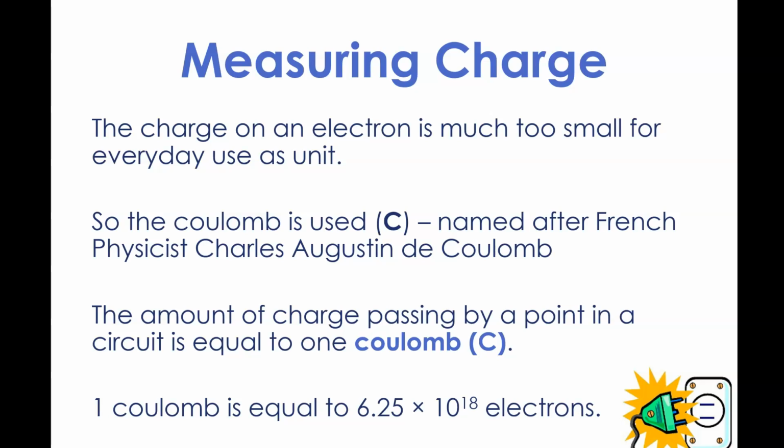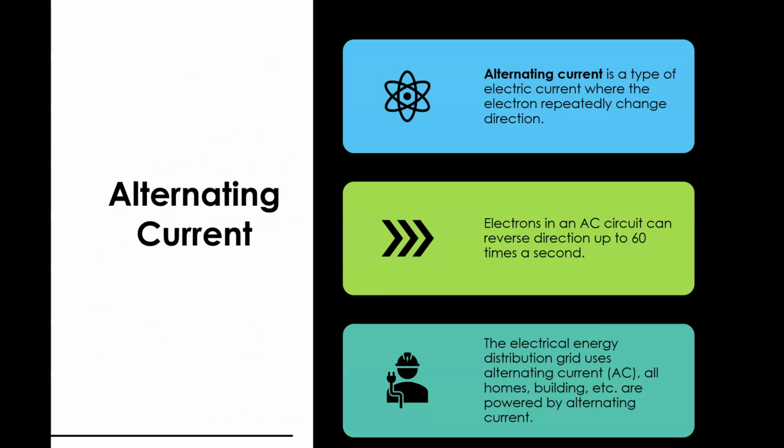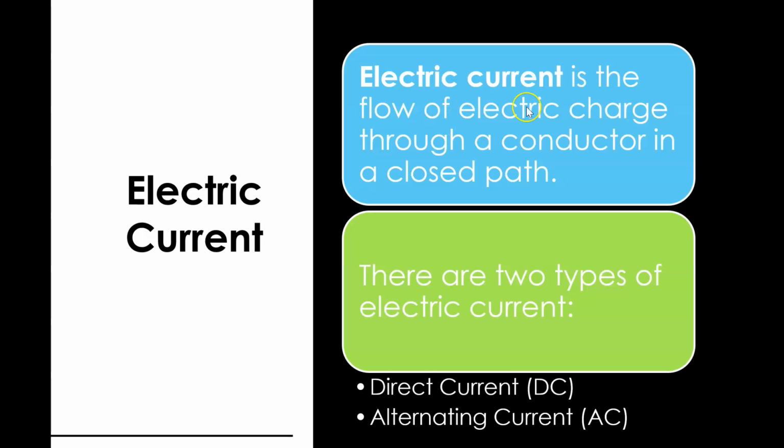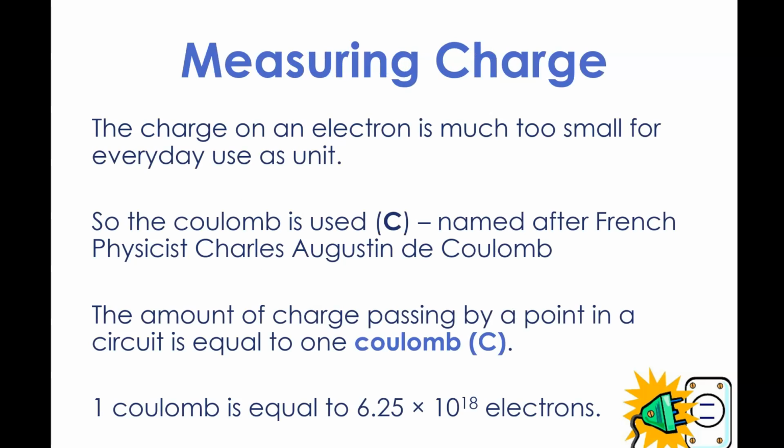So the charge on an electron. When we're measuring electric current, let's go back to that definition again. It's the flow of electric charge, which is basically the flow of electrons. When we're talking about the charge of an electron, we can't just talk about the charge of a single electron, because that unit would be way too small for everyday use.